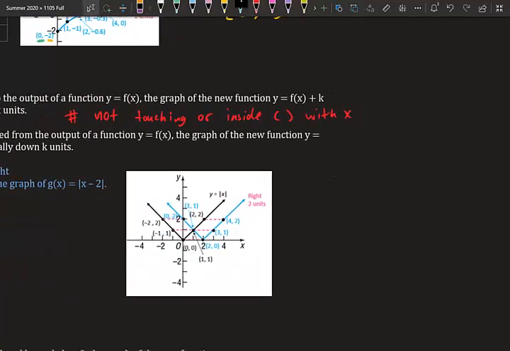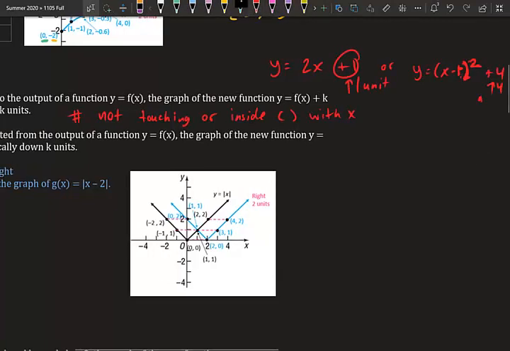So it's when a number is not touching or inside the parentheses with x. Some examples of that are y equals 2x plus 1. You see how it's not inside parentheses with the x? Or y equals (x minus 1) squared plus 4. So you see how it's not inside the parentheses, it's not touching the x. So this would actually go up 1 unit. This would go up 4 units. So that's what it means by that.